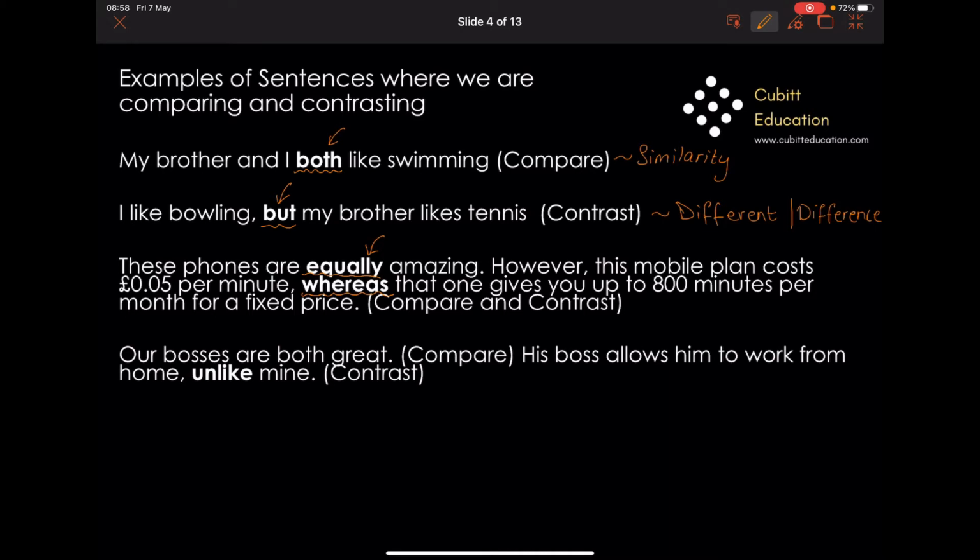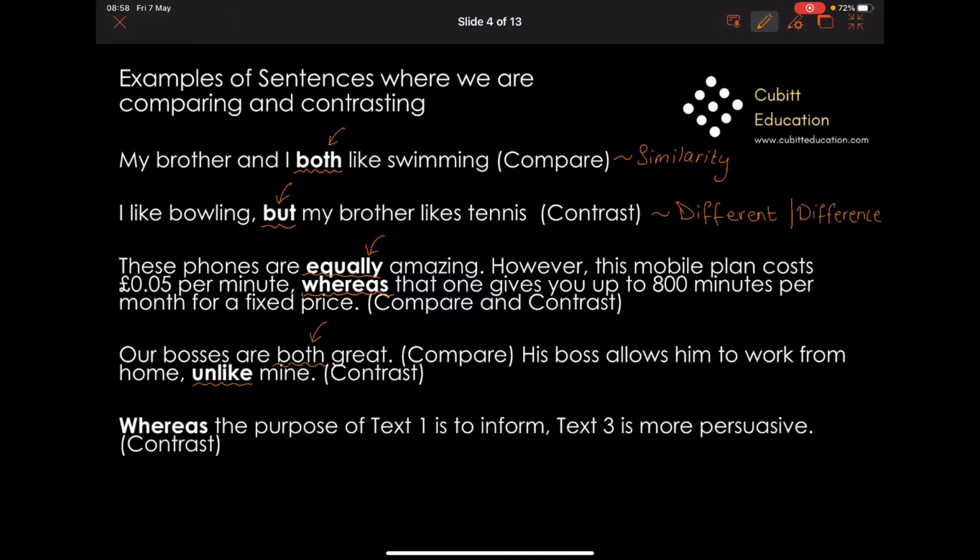Now again, this one's nice. We've used both again. Our bosses are both great. Sorry, I forgot to highlight both. But our bosses are both great. We've said how the bosses are both really good. His boss allows him to work from home, unlike mine. So another way of comparing, unlike, not like mine.